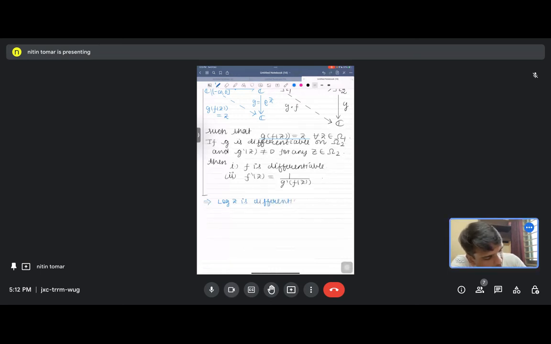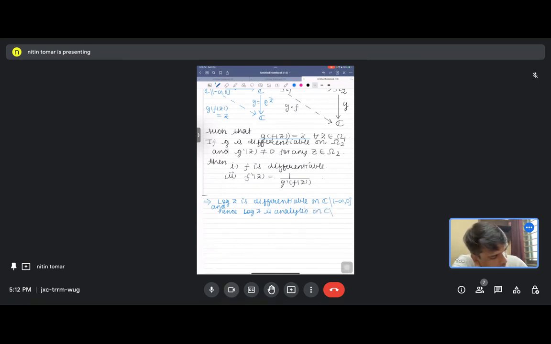Log z is differentiable on which domain we have started with? This domain, correct? And because it is differentiable at every point of this domain, it is analytic. Because if a function is differentiable at every point of a domain, then it is analytic. Hence, this principal logarithm is analytic. So Darshana, does that answer your question?